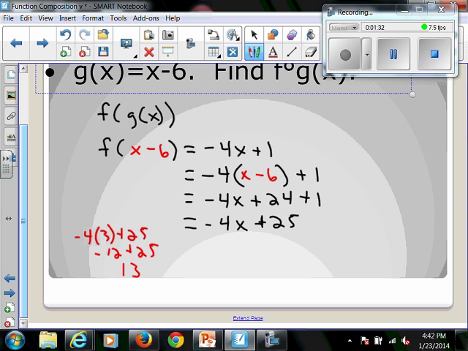Now we're going to take that same number that I started with, 3, and we're going to substitute it into the top, f of g of 3. So I'm going to substitute 3 for x in g. So I have 3 minus 6, and that's -3. And now I'm going to do f of -3, so I have -4 times -3, which is positive 12 plus 1 is 13. I got 13 here, 13 here, so that means I have the right answer.